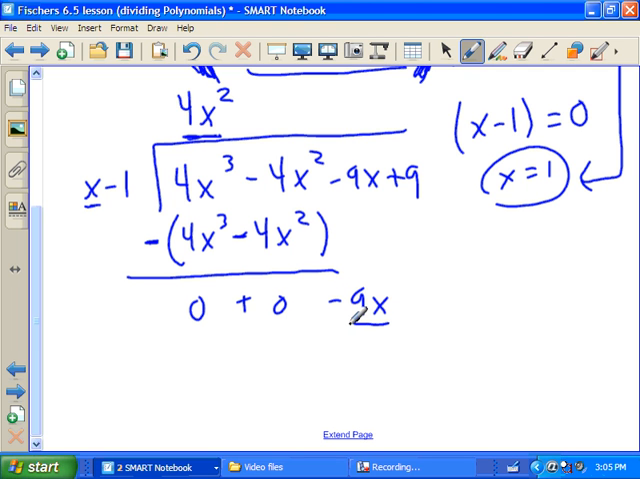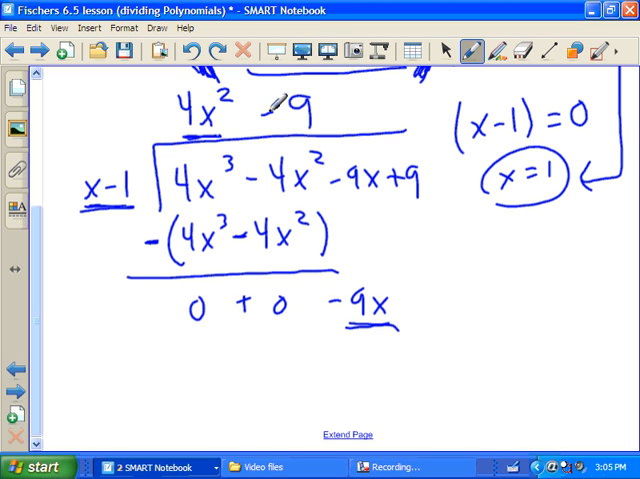I look at minus 9x. What can I multiply by this that will give me minus 9x? Oh, I think it is a minus 9. If you're not sure, just take minus 9x and divide by the first term of your divisor here. Divide by x. Oh, and I get the minus 9. It goes right here. Okay, I hope that works for you.